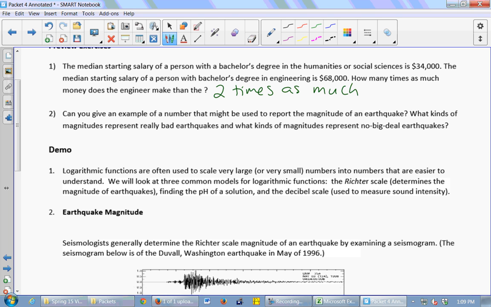All right, can you give me an example of a number that might be used to report the magnitude of an earthquake? 2.4, 6.0, 7.0. There actually is no highest. Yeah, it can go up and up and up. But the whole idea is that it goes up logarithmically, right? And if you look at a log function, it goes up very slowly. So an earthquake can get a lot more intense, but the number on the Richter scale doesn't go up very much.